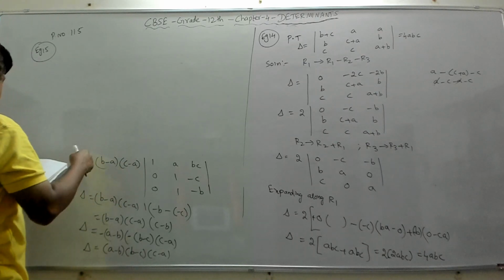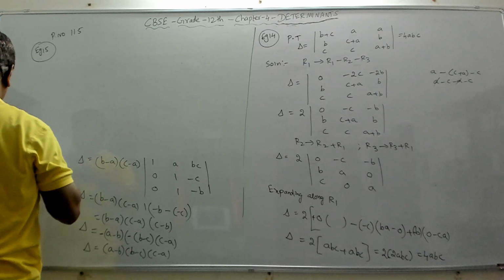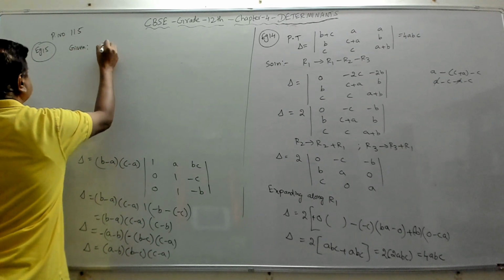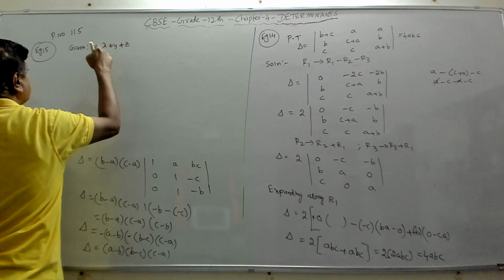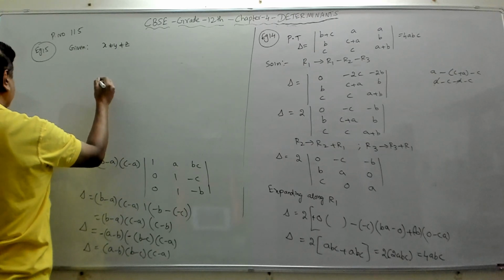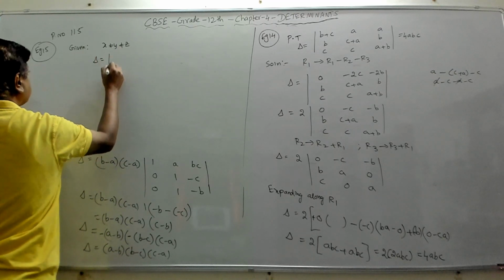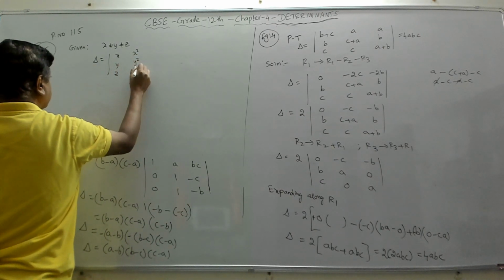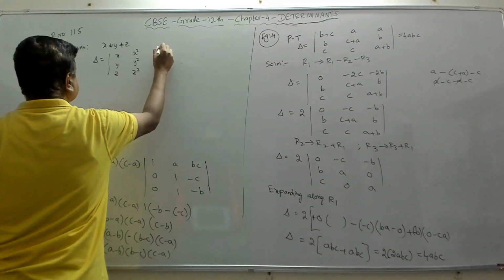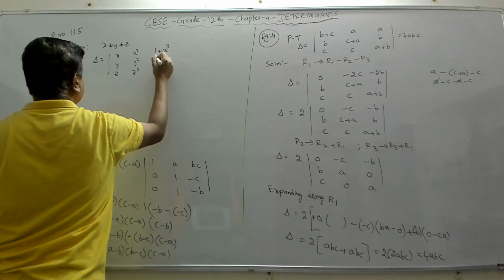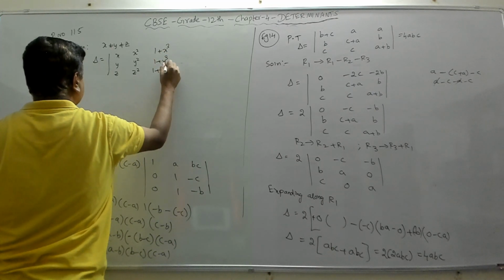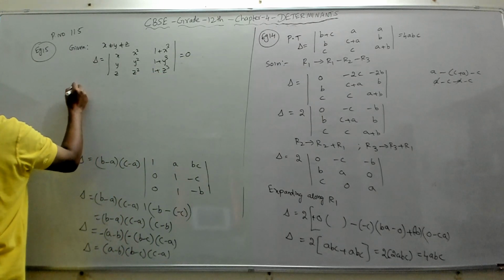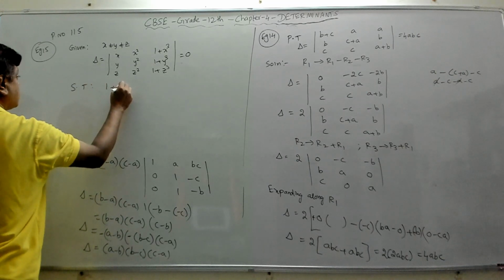If x, y, z are different and delta is given. So what is given? x, y, z are different, which means x is not equal to y, not equal to z. That is the meaning of x, y, z are different. And also they have given delta equal to the determinant of x, y, z, x square, y square, z square, then 1 plus x cube, 1 plus y cube, 1 plus z cube equal to 0. This is also given. What should we show or prove? Show that 1 plus xyz equal to 0.